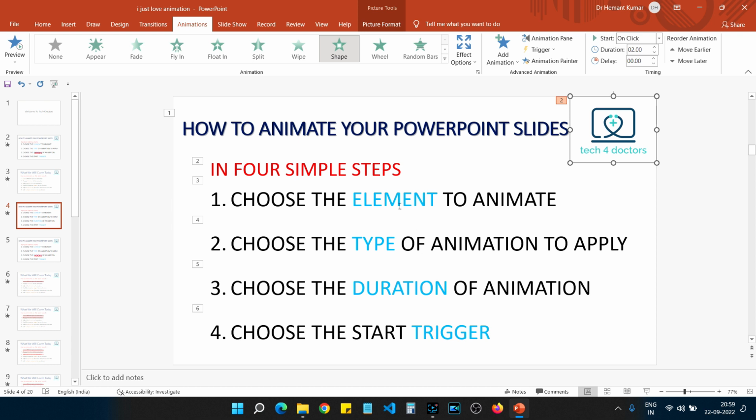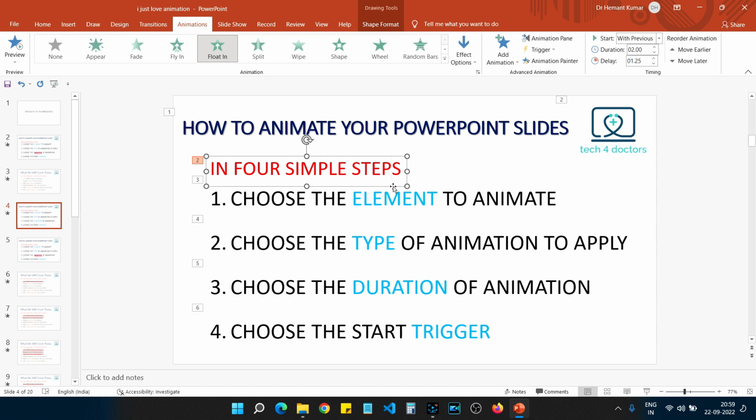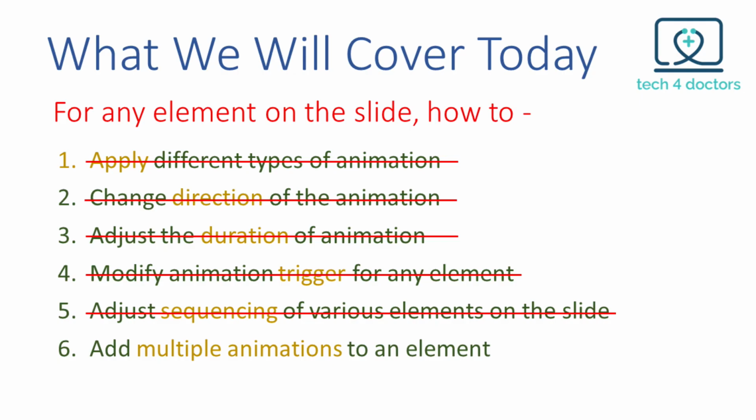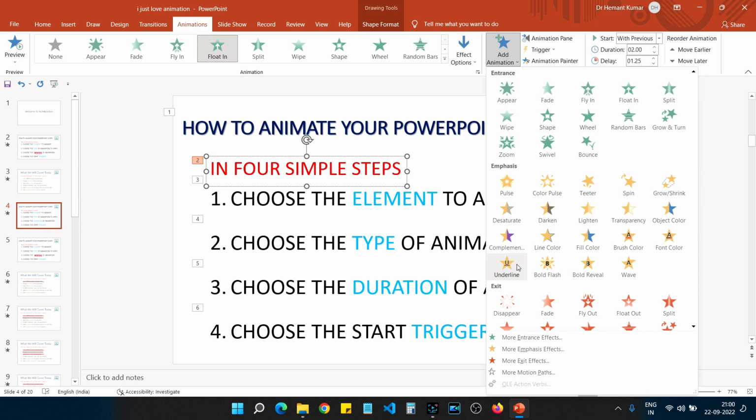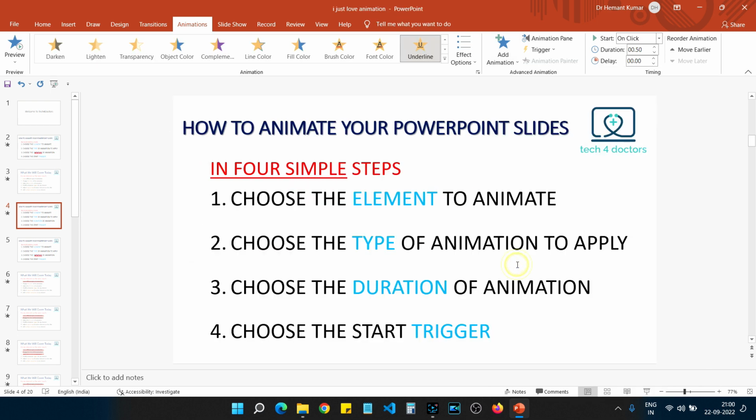How do we apply multiple animations to an element? To do that, we click on the element we want to add more than one animation to, and in the advanced animations area, we go to the add animation drop down. From here, let me choose the underline animation. Perfect. And then I will just increase the duration for this.